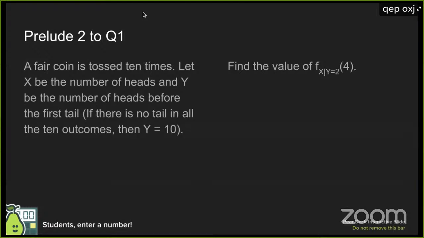Sir, x given y equal to 2, can we think of that as another binomial? Actually, the first three you don't consider.